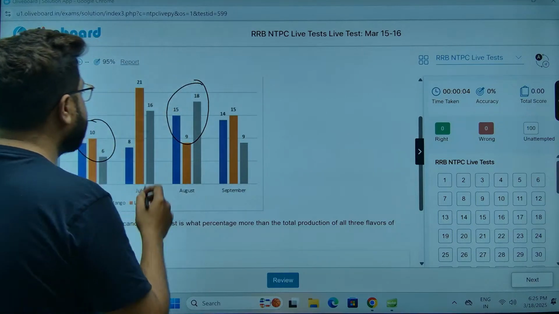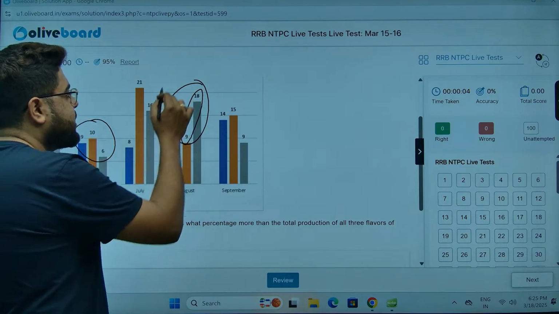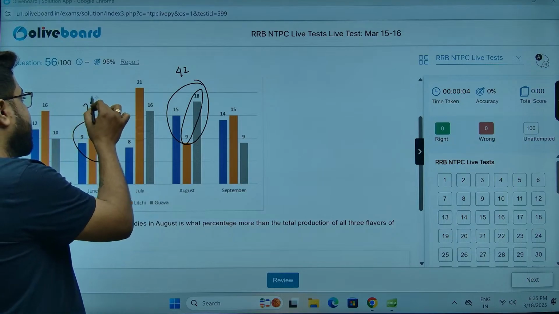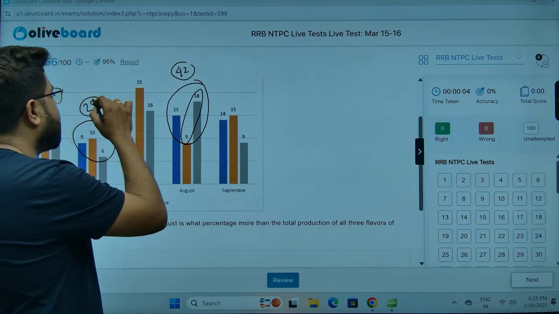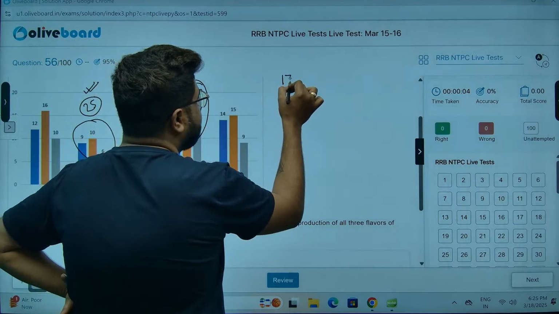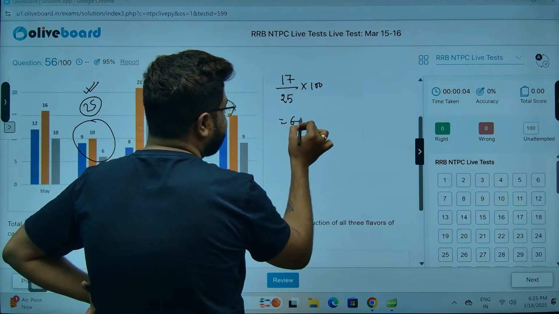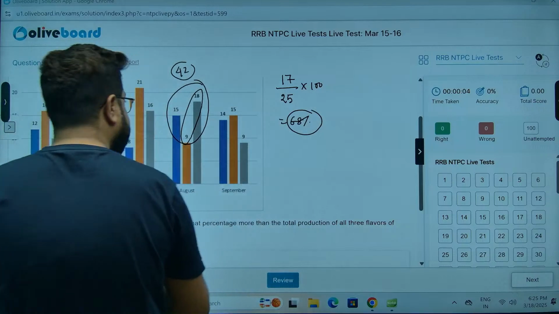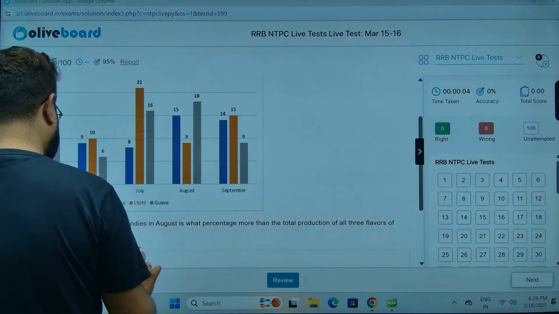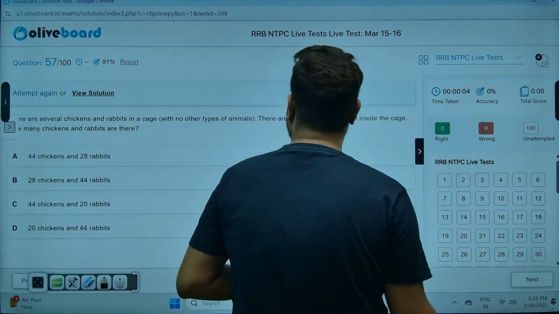Right, sir? 15, 18, so this is 27, 27, 13, 40, 42. So this is 9 and 6, 15, this is 25. They're asking 42 is what percentage more than this? Than this means this is the denominator. How much more? 17 more, by 25 into 100, meaning 68%. Do you see? Okay, sir. 68, option B. Moving on.